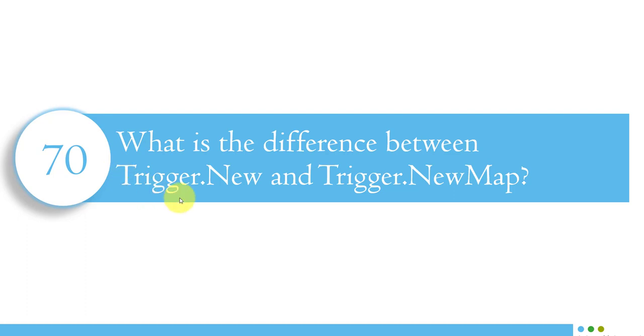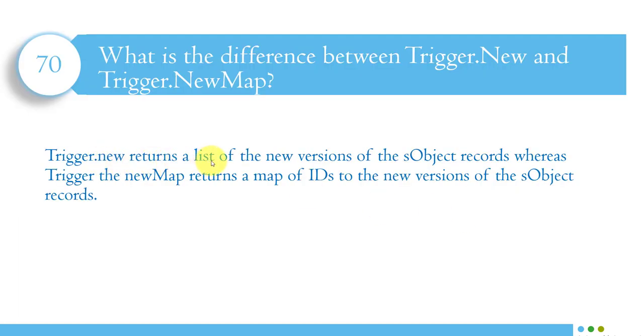So trigger.new always gives the list of records. Trigger.newmap gives the map of the records. Map will always have key and the value, and the value could be the whole record. So new is just the list of whole records, but in trigger.newmap it's the key and the complete record. Trigger.new returns the list of the new version of the sObject records, whereas trigger.newmap returns the map of the IDs to the new version of the sObject records. Okay, so tell me if trigger.newmap is available on before insert or not.